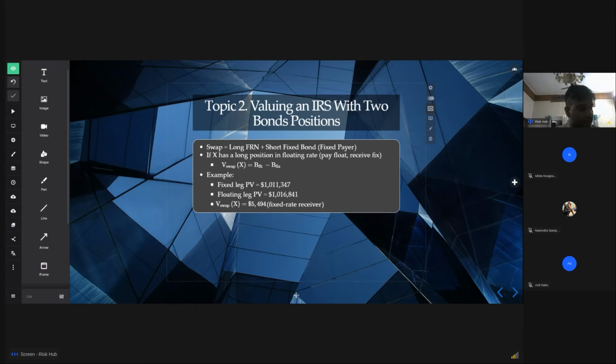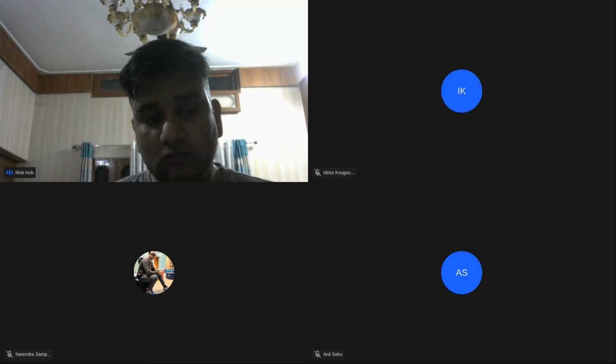All right, guys, let's start. Okay. So now we'll do the valuation of an interest rate swap with two bond positions. It's mostly for explanation, guys. You are replicating a swap with bonds. So I will go to OneNote and write there, because there's a lot to write and it is easier, and then we can come back here.